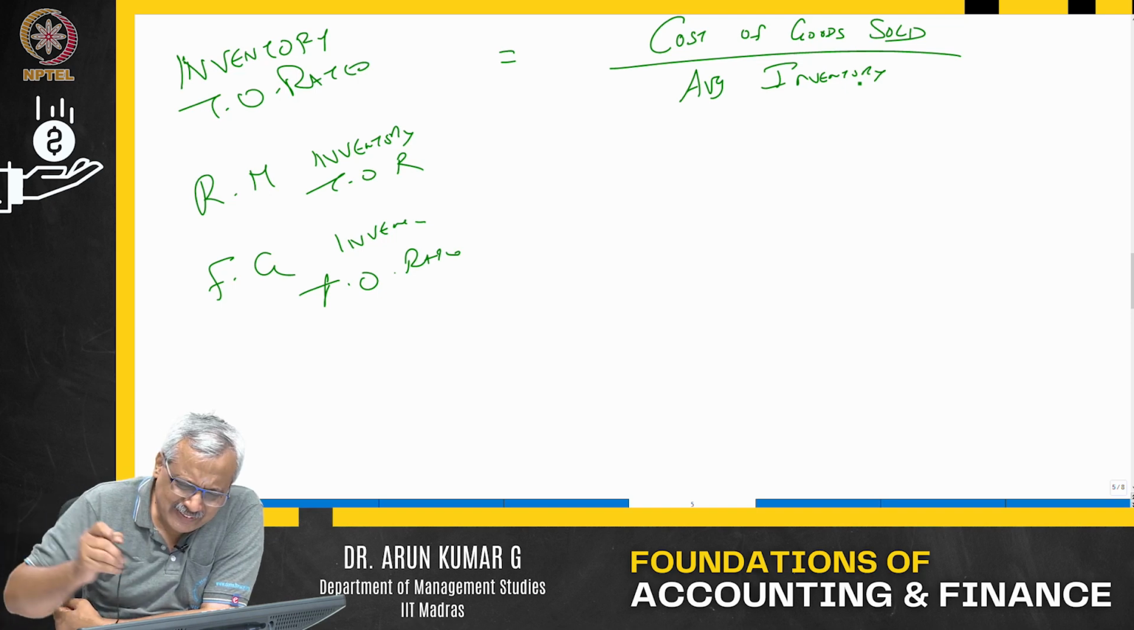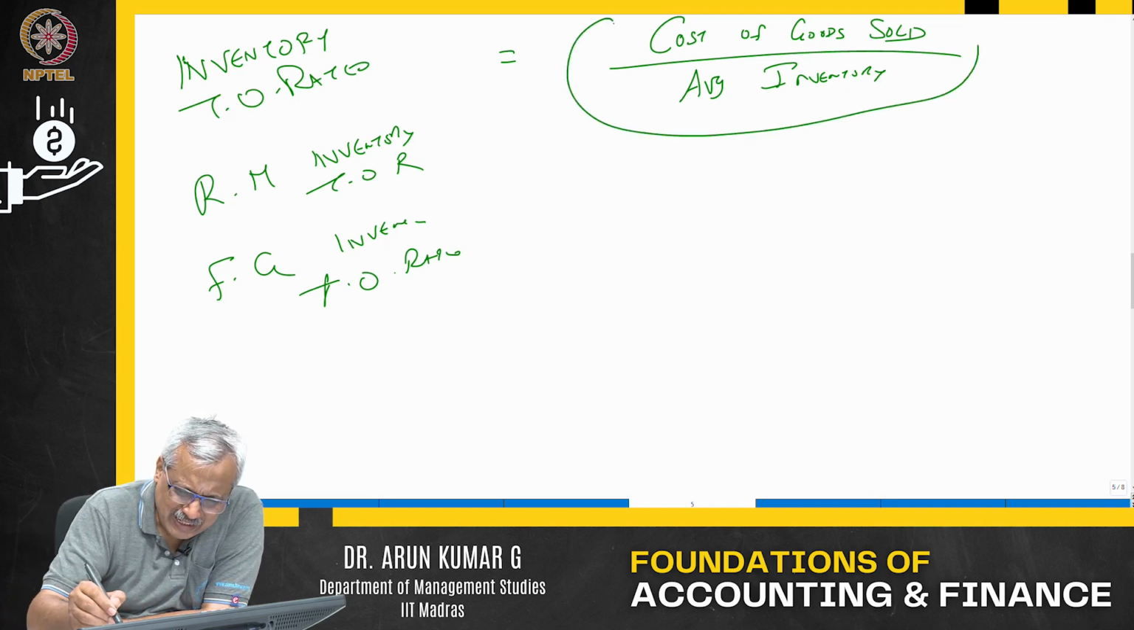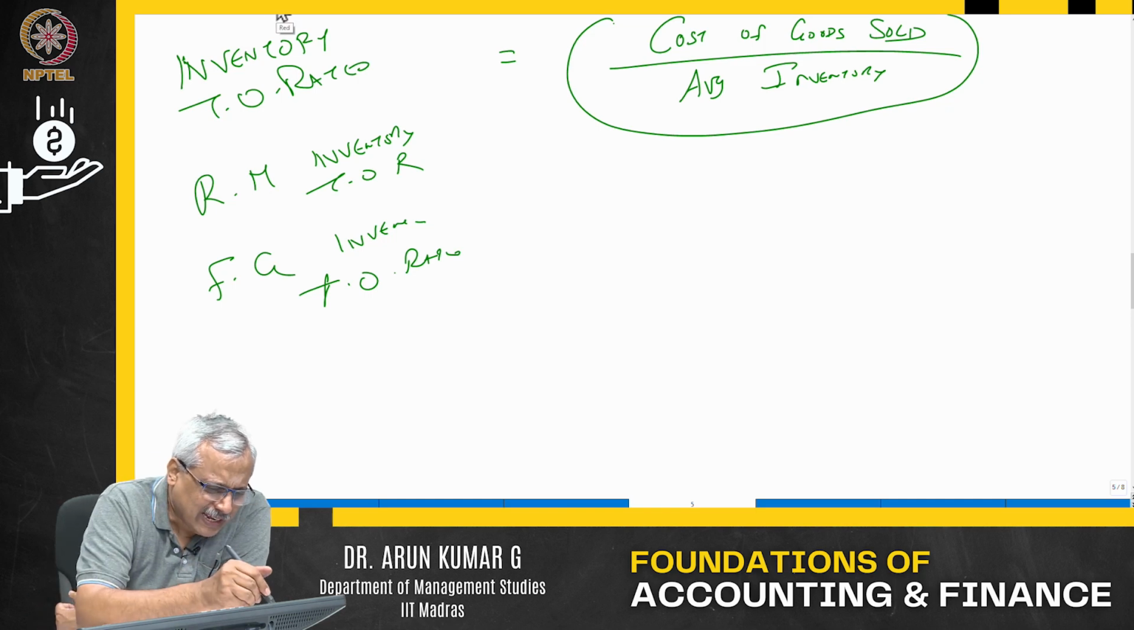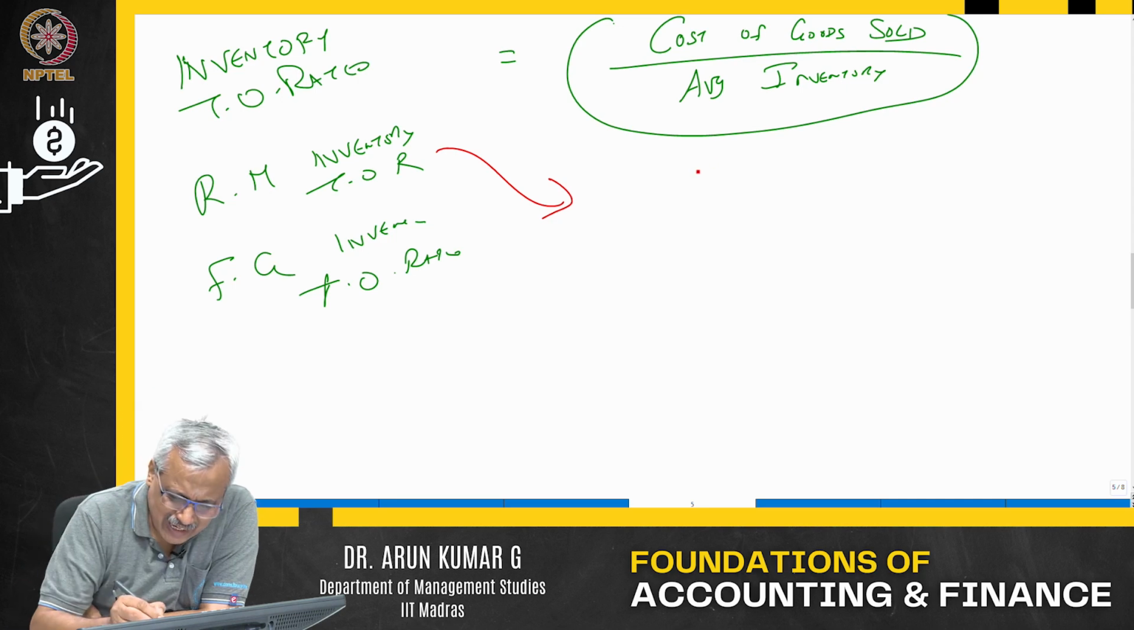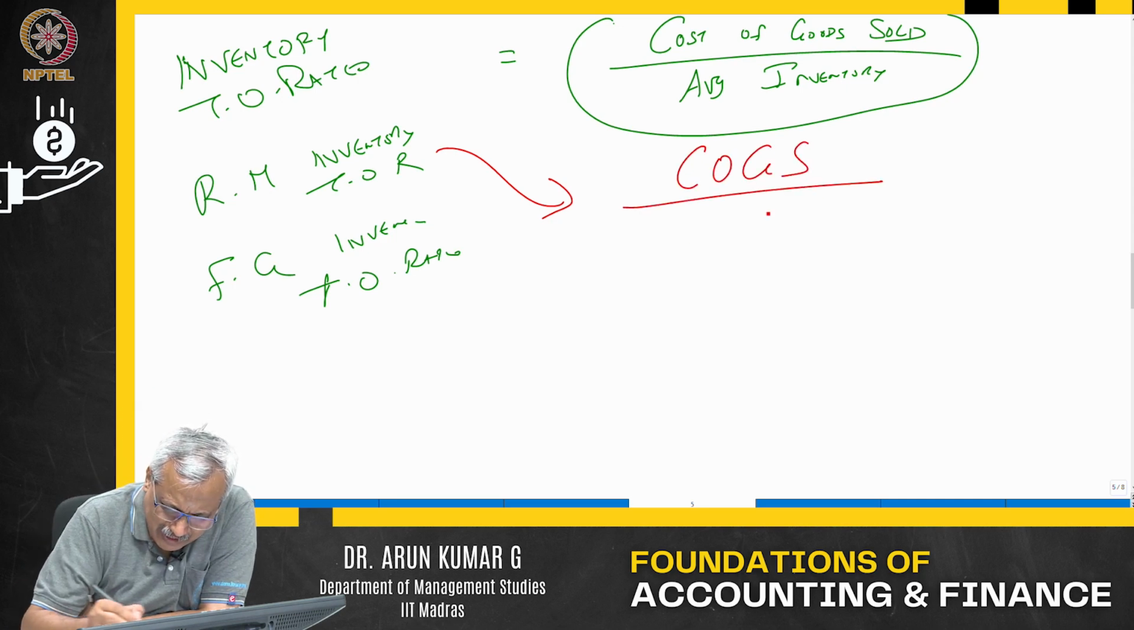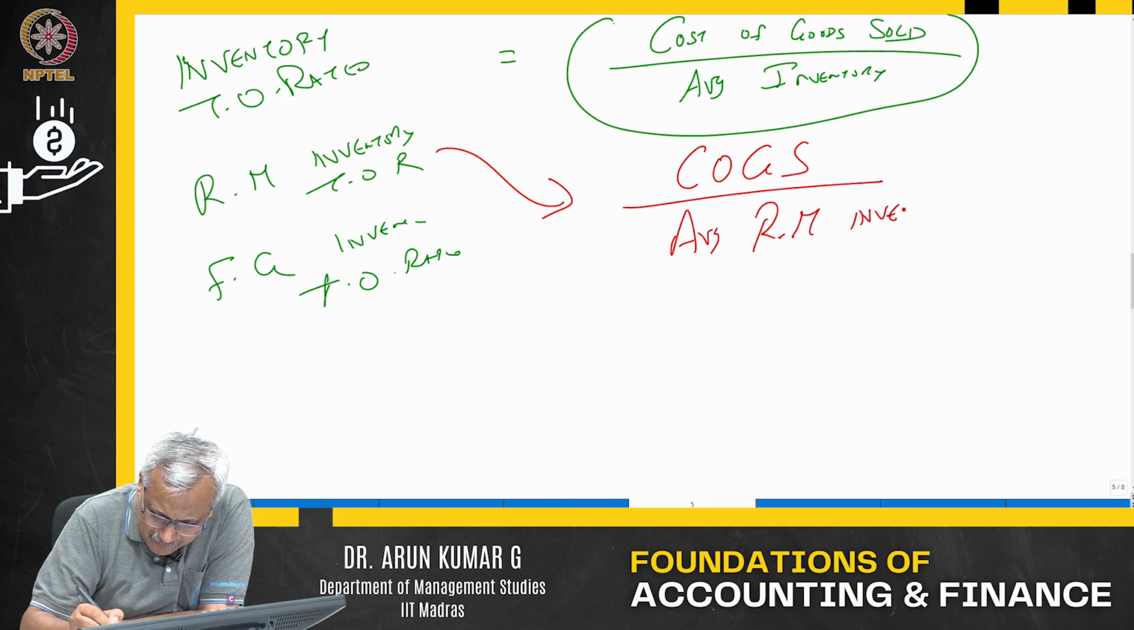Now, this average inventory as such does not give me a great picture. Rather, I should look at specifics. I will say my COGS divided by my average raw material inventory.